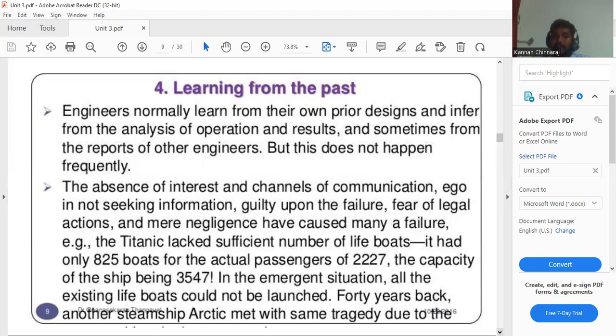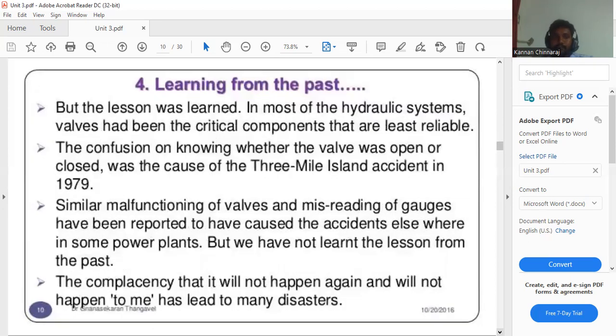Forty years back, another steamship met with the same tragedy. But the lesson was not learned. In most of the hydraulic systems, valves have been the critical components that are least reliable. The confusion on knowing whether the valve was open or closed was the cause of the Three Mile Island accident in 1979. Similar malfunctioning of valves and the misreading of gauges have been reported to have caused accidents elsewhere in some power plants, but we have not learned the lesson from them.